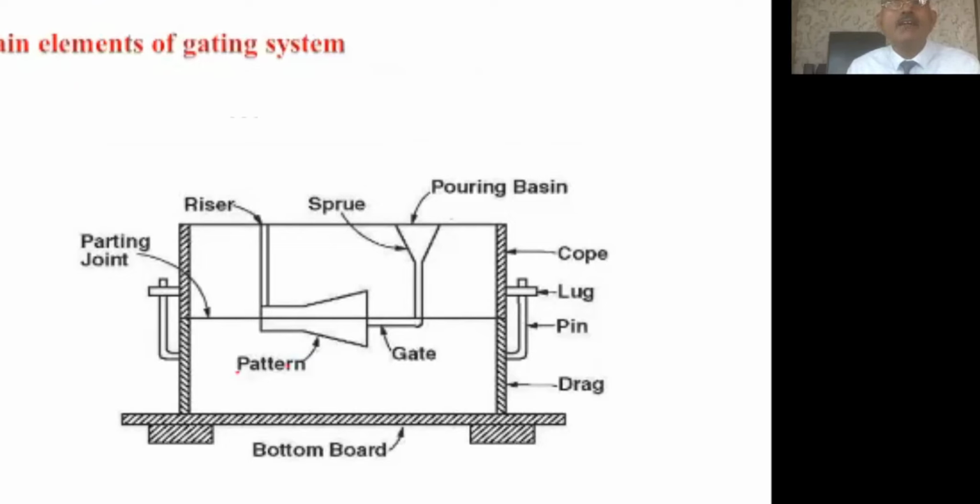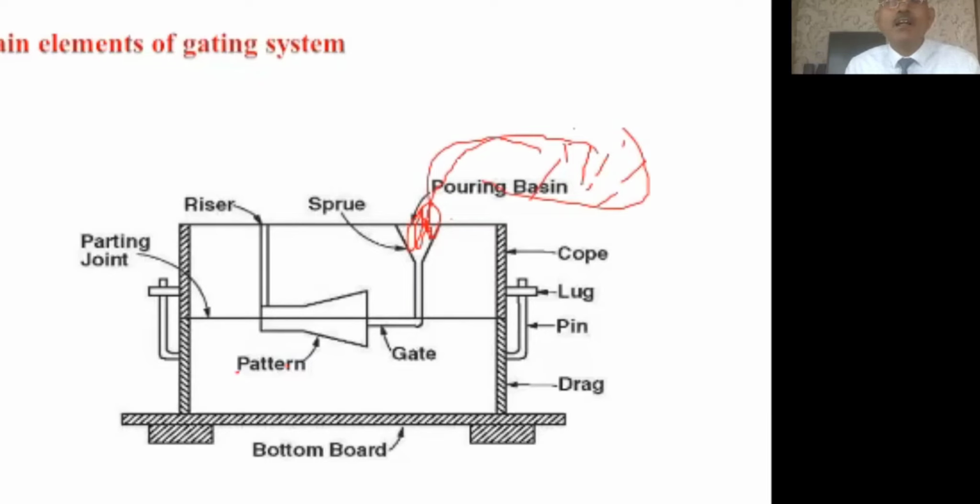Next comes this figure, which shows the main elements. First is the pouring basin. This is the pouring basin. See here. And from where are you pouring? From here you are pouring. And you are bringing this metal in a container, what is that called? This is the metal. This is called the ladle. From the ladle you are pouring to the pouring basin.